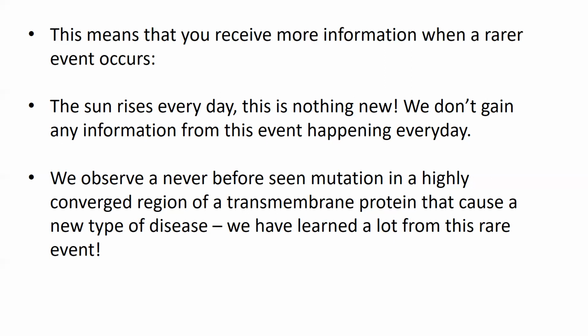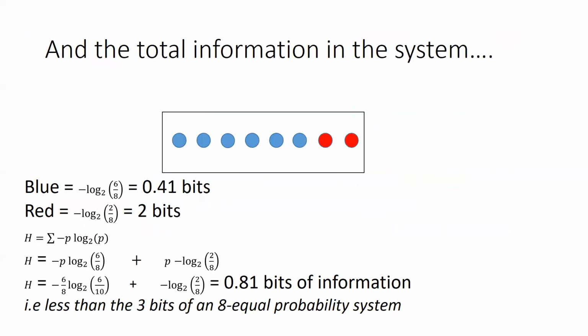But if we discover a new mutation that causes some disease, this is big news, because you alert the press, you write your paper up. We found a new mutation that causes epilepsy or something like that. So yeah, rare events carry more information than non-rare events. And this is a nice way to think about it.